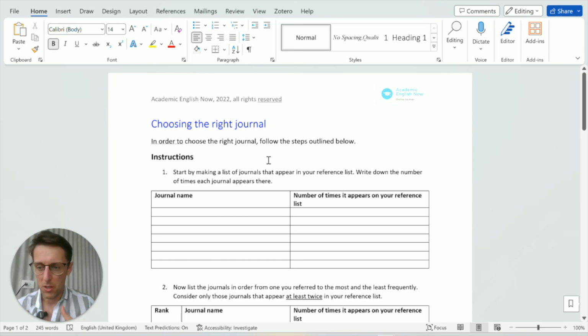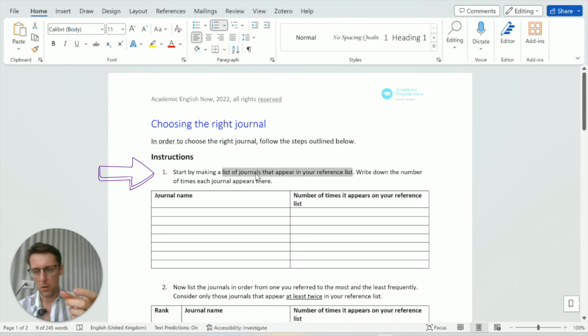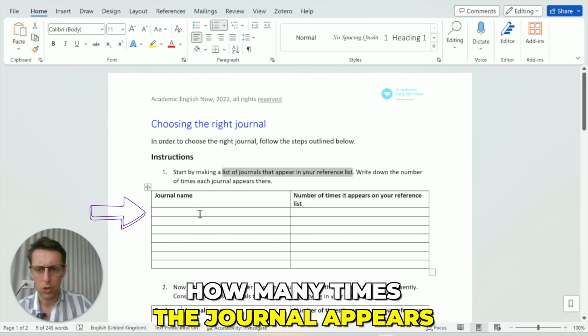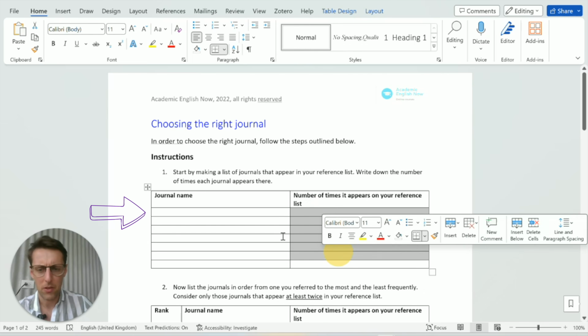As I said, the third really important thing is choosing the right journal. How do you do that? Well, there's a science to it, and I've got step-by-step instructions here to you that if you follow them, you'll be able to really find the right fit. So the first thing that you want to do is you want to look at the reference list of the paper that you've written, and you want to look at the journals that you're referring to, right, in that reference list. And what you want to do is basically write down how many times each journal appears. So you want to put the journal name here and then how many times it appears.